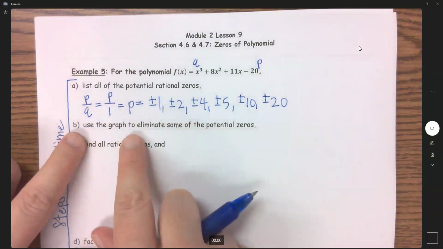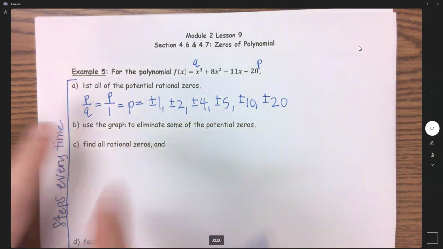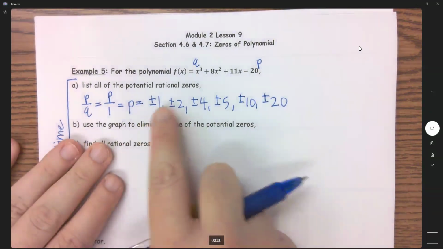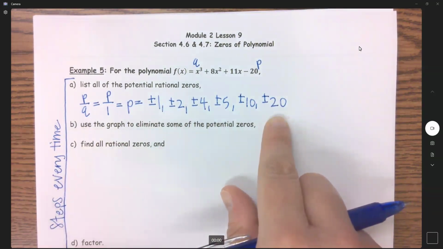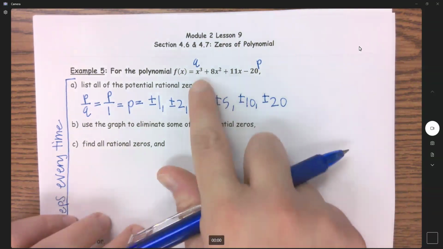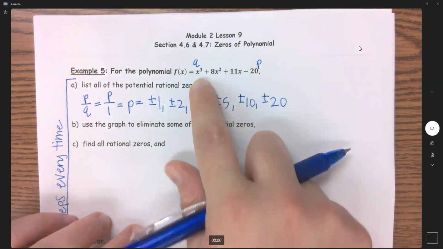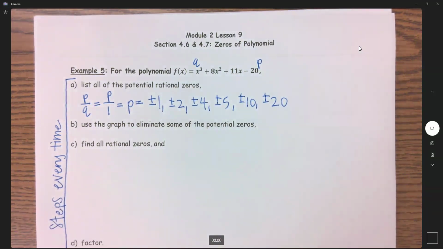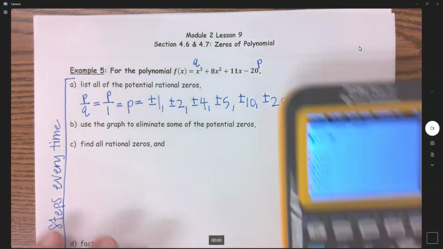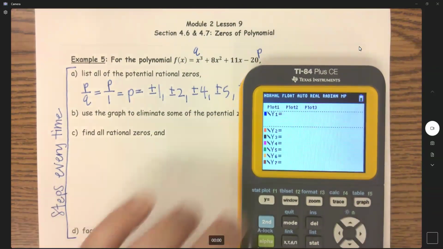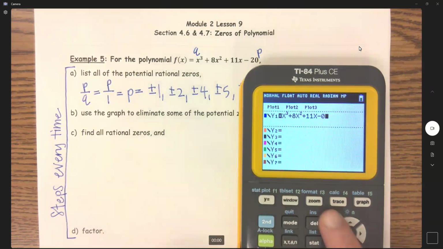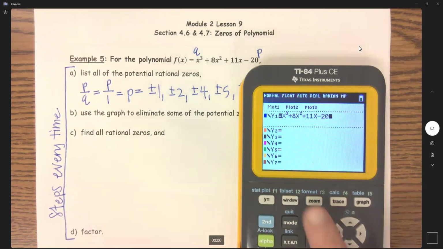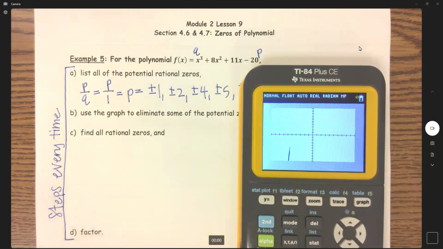But on B, now we need to use the graph to eliminate some potential zeros. So I have listed 12 potential rational zeros. The maximum number of zeros I'm going to have here is 3 because of that x cubed. So we're going to take this and eliminate some. We're going to graph this. So I am putting in x cubed plus 8x squared plus 11x minus 20. I'm going to go zoom 6. No, I'm not. I shouldn't have done that.